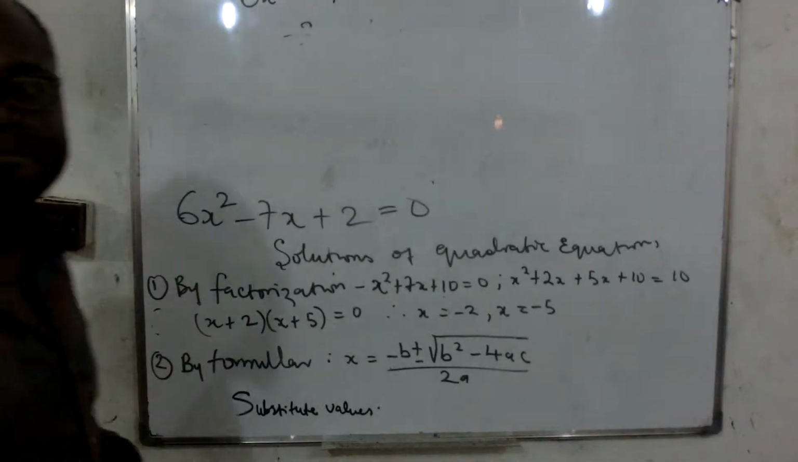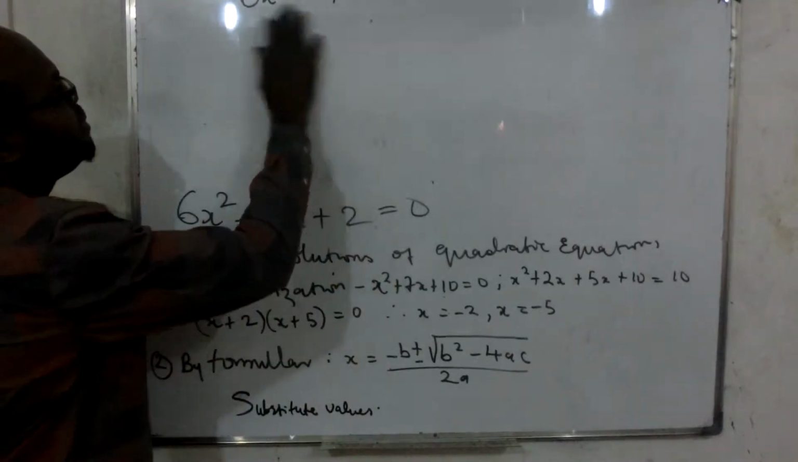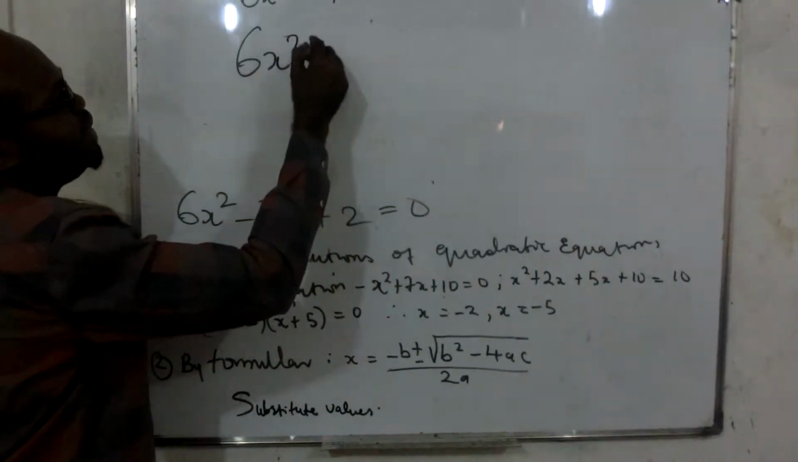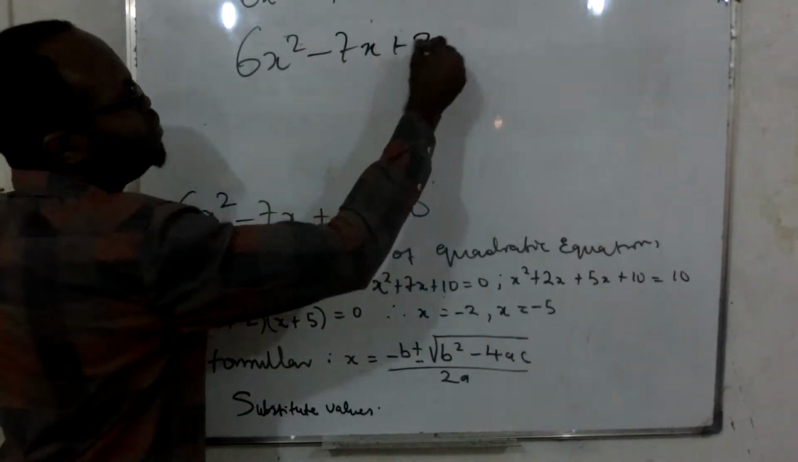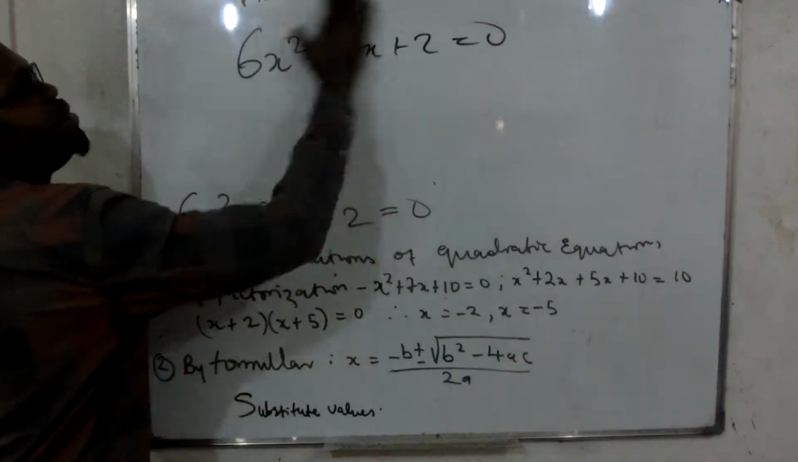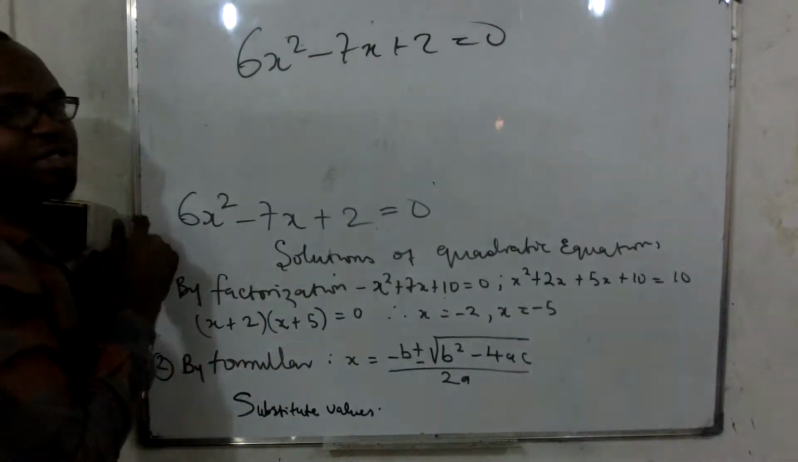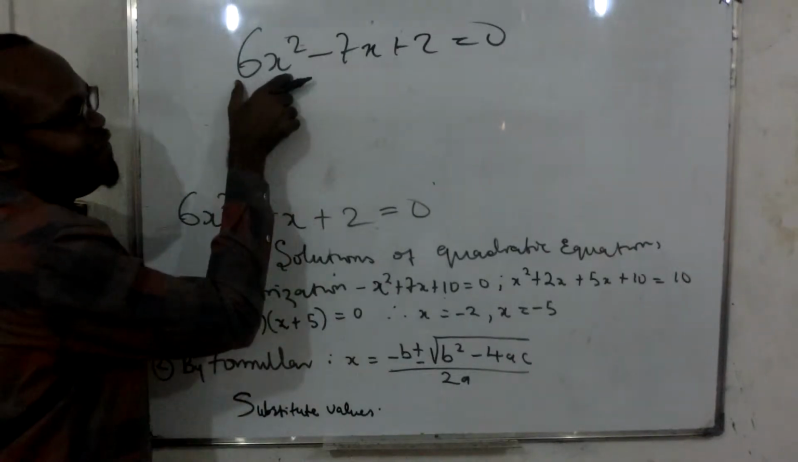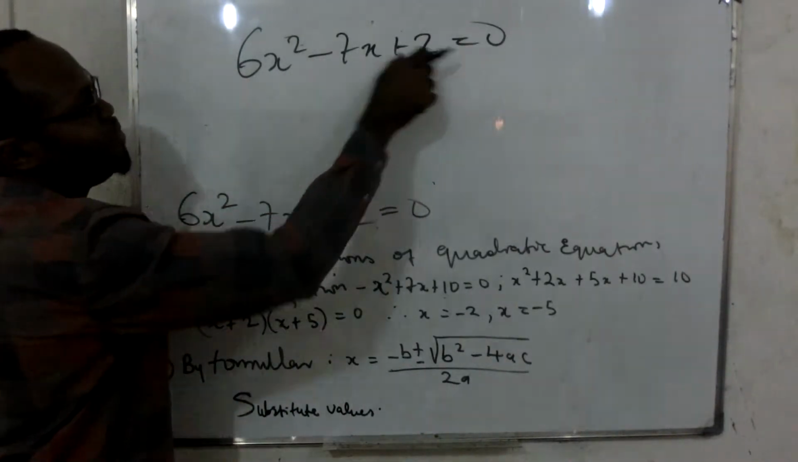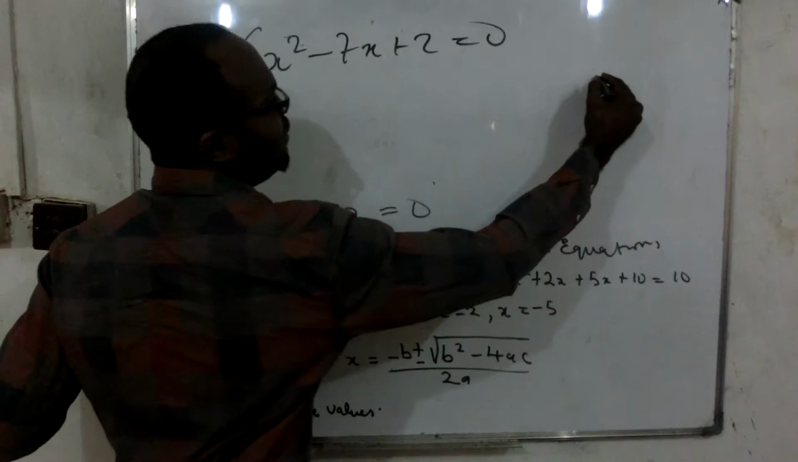Are we together? So let's solve 6x squared minus 7x plus 2 equal to 0. Somebody will help me. What do I need to do first? Multiply the first with this, isn't it? 6x squared times 2, what do I have?